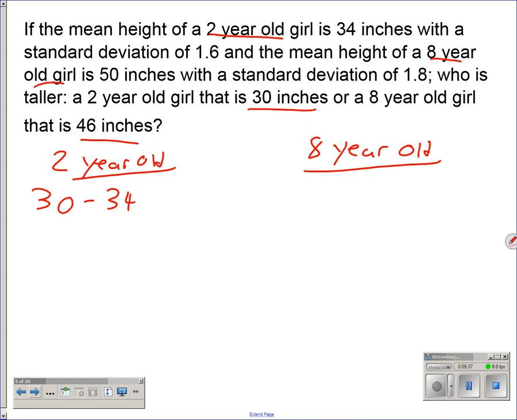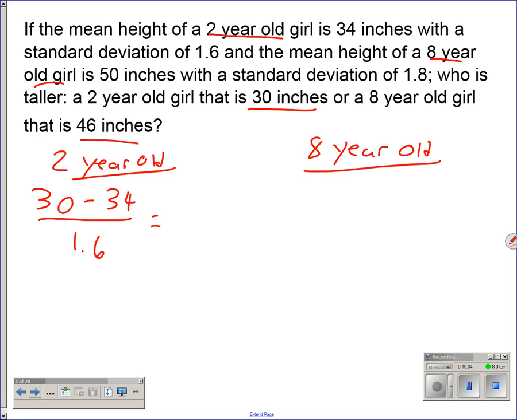The formula says take the value, subtract the mean, and divide by the standard deviation, which in this case was 1.6. And you can already tell by looking at these numbers here, this 30 minus 34, her value is well below the mean. She's 4 inches below the mean height for her age group. Whenever your value is below the mean, you're going to have a negative z-score. That negative means that you are below the mean.